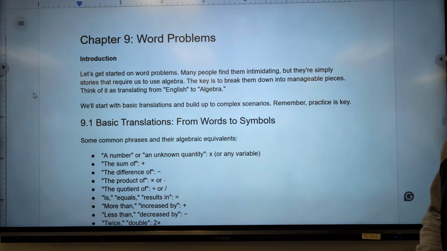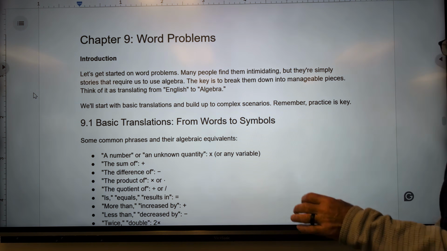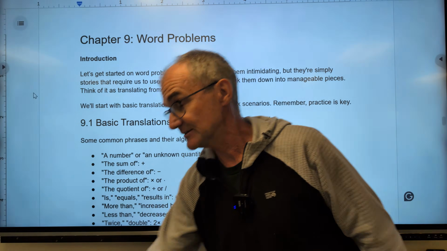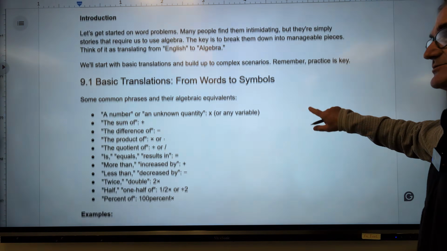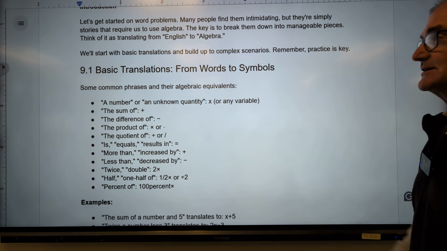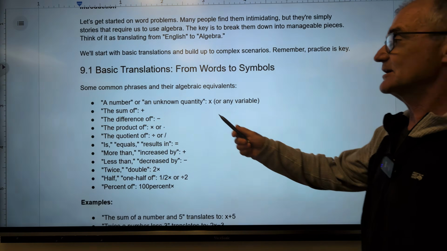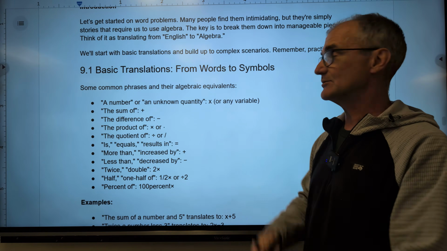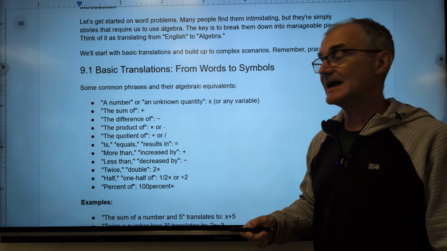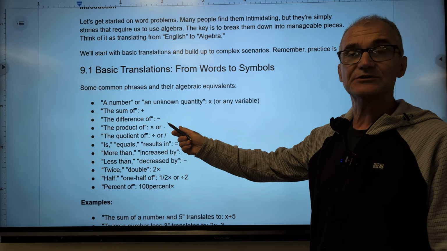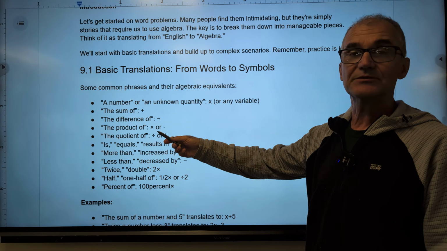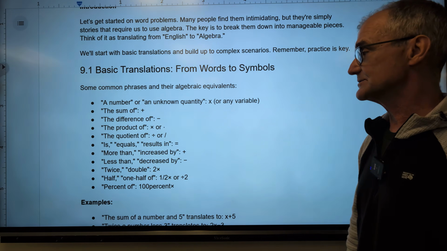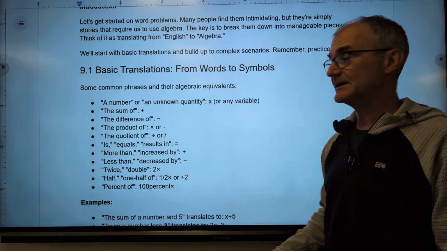So to get started on word problems, there are just a bunch of phrases that translate directly to math notation. So let's go ahead and take a look at some of those. It's really like a language course, just translating words to notation. A number or an unknown quantity is going to be our unknown, our variable x. The sum means to add. The difference of is subtraction. The product means to multiply. Quotient is division. Is or equals results in an equal sign.